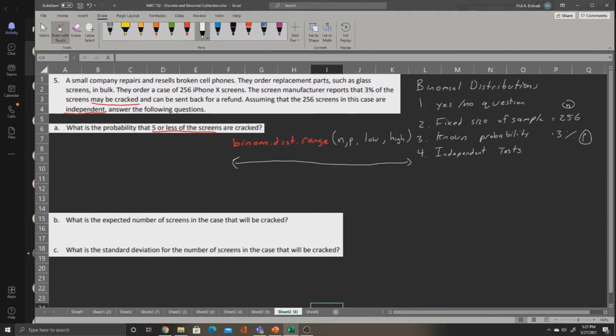So here's our number line, starting at 0 and ending with 256, the size of the sample. However, we want 5 or less. So 5 will be part of the answer, and everything less than that will also be part of the answer. So we can say that our low value is 0, and our high value is 5.